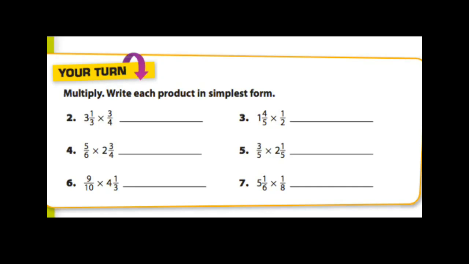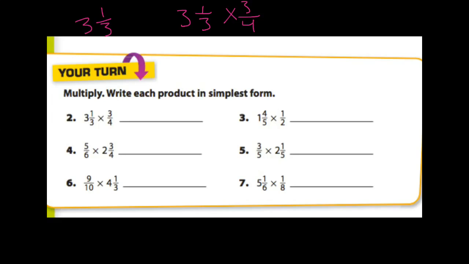We're going to work some of these different problems here. We're going to start with, we'll do the evens. So 3 1/3 times 3/4. Below it, I want to change 3 1/3 from a mixed number to an improper fraction.